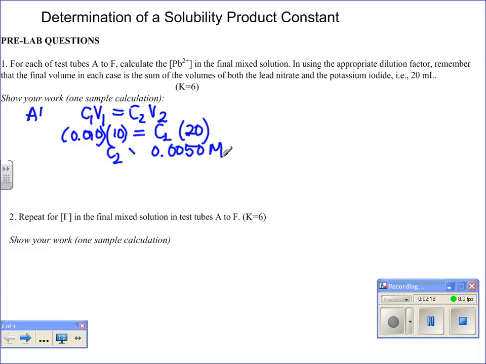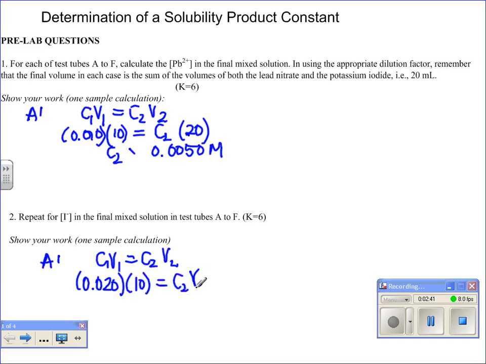For the iodine, if we do a sample for the iodine, again, we're diluting each of these solutions to 20 milliliters. The concentration for every single test tube initially is 0.020 of the iodine. In test tube A, we took 10 milliliters and diluted it to 20 milliliters. So the concentration again for this one has been halved. If you look at the table, you can see how it changes from test tube to test tube.